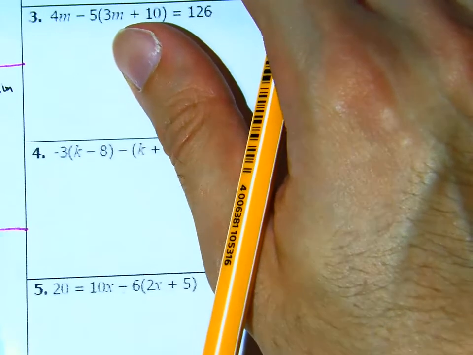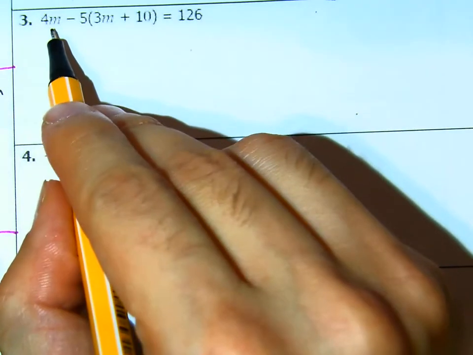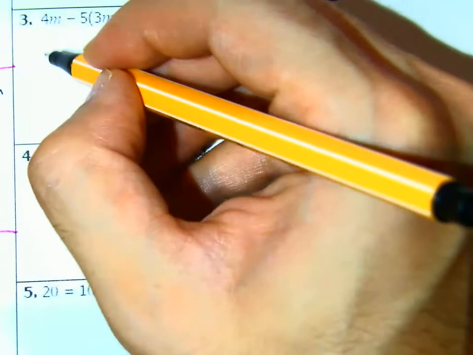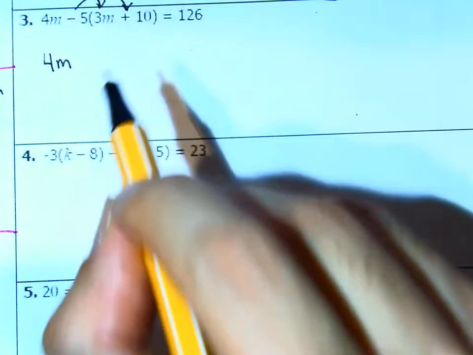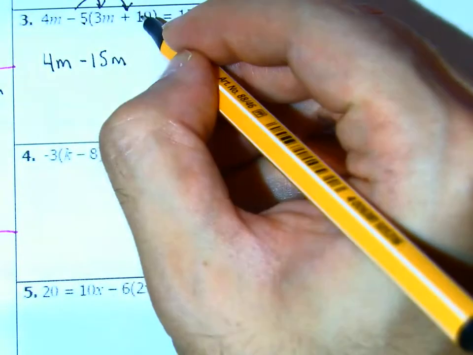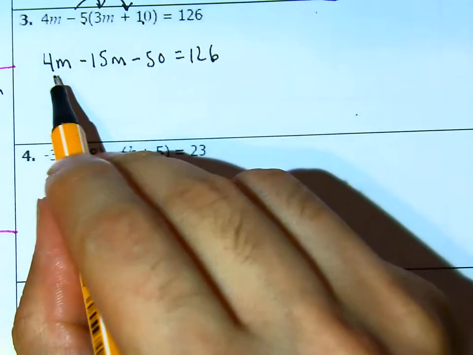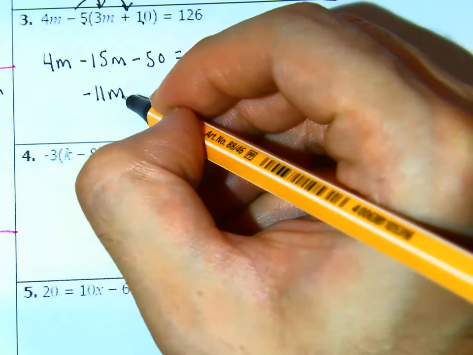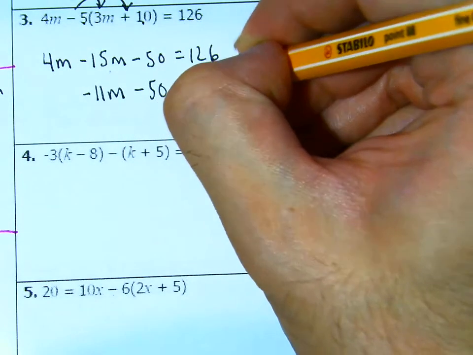Let's see. Here we have, notice we can't combine these two. That's a common mistake. But here it's just 4m. Now we're going to distribute the negative 5. Right? So this should be negative 15m minus 50 equals 126. 4m minus 15m is negative 11m minus 50 equals 126.